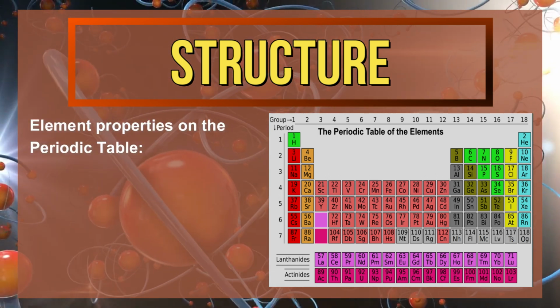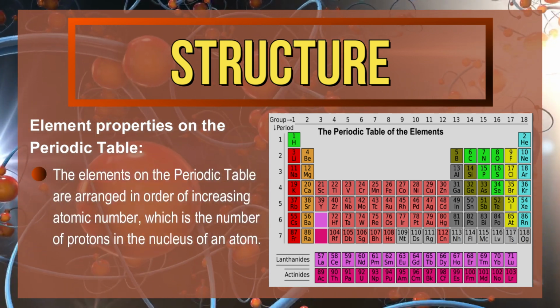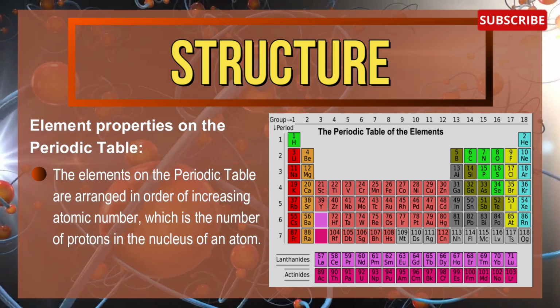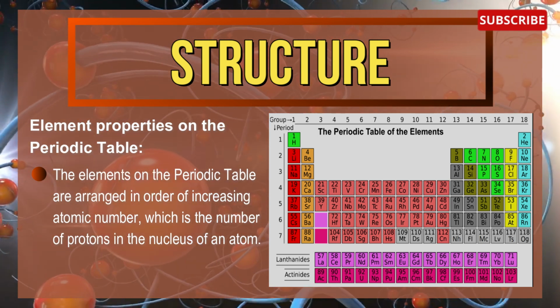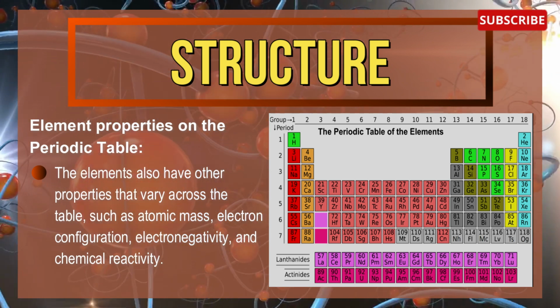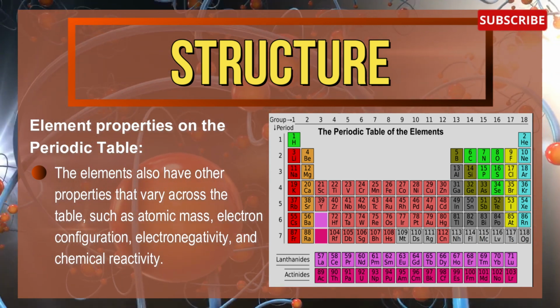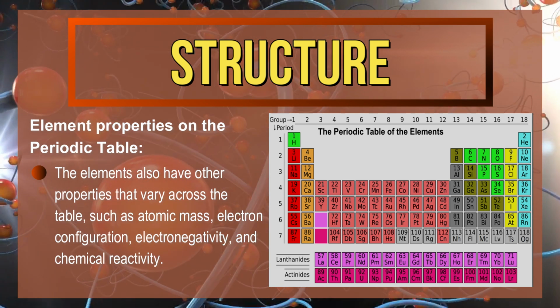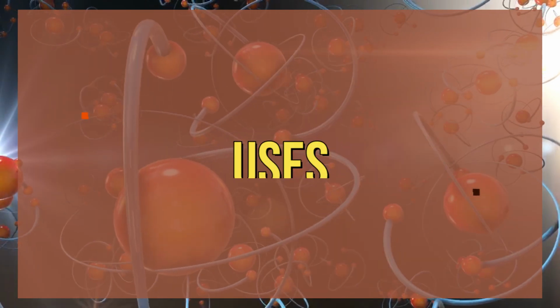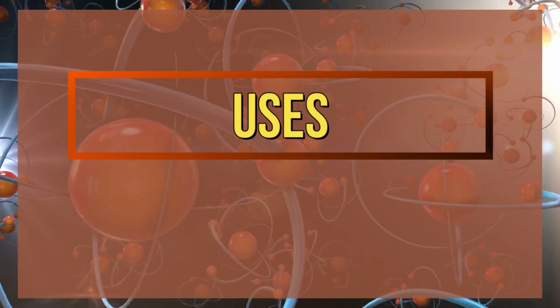Element properties on the periodic table. The elements on the periodic table are arranged in order of increasing atomic number, which is the number of protons in the nucleus of an atom. The elements also have other properties that vary across the table, such as atomic mass, electron configuration, electronegativity, and chemical reactivity. Next is the uses of the periodic table.